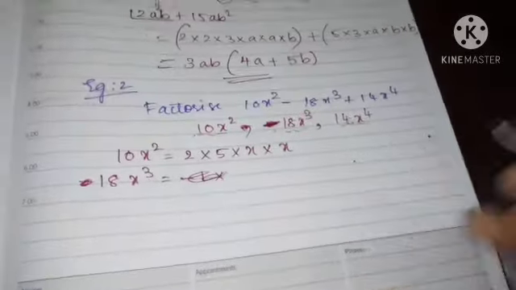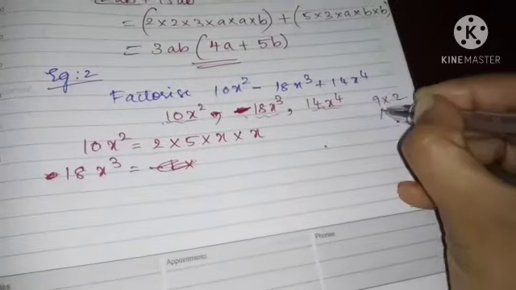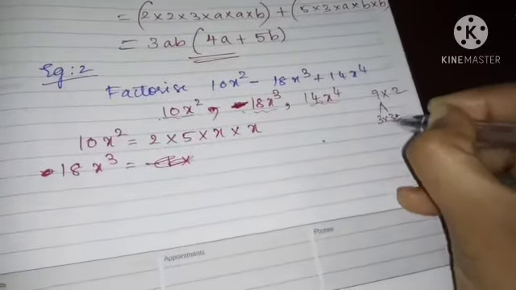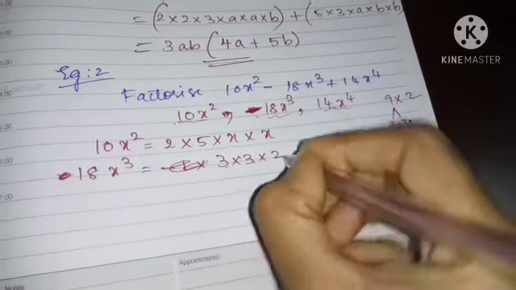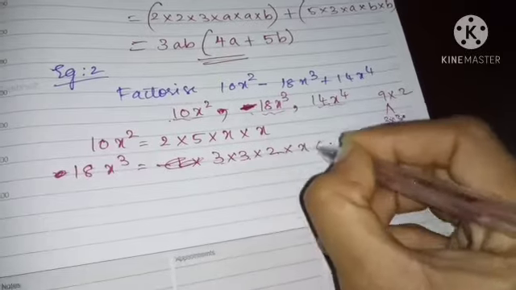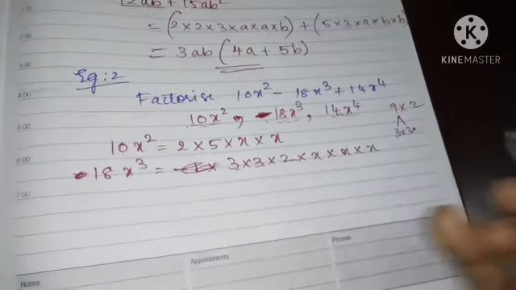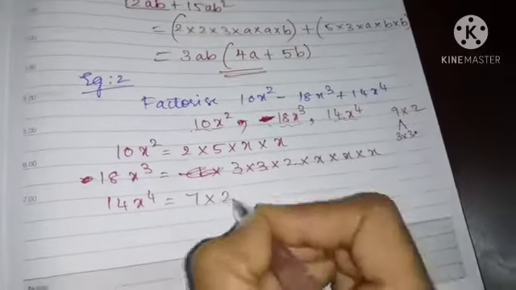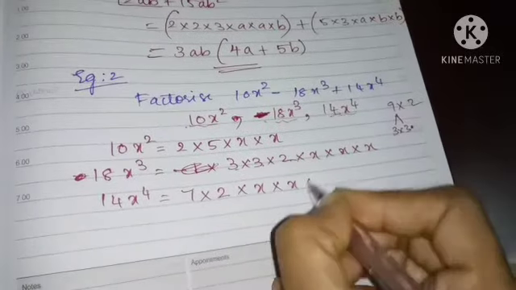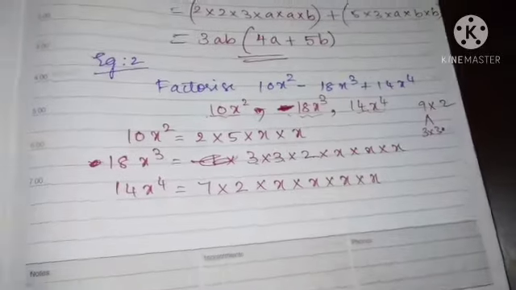18, how will you write? 9 2s are 18. 9, how will you write? 3 3s are 9. So 3 into 3 into 2, and x cube is x into x into x. Next, 14x power 4. 14 is 7 into 2, into x into x into x into x. Okay?